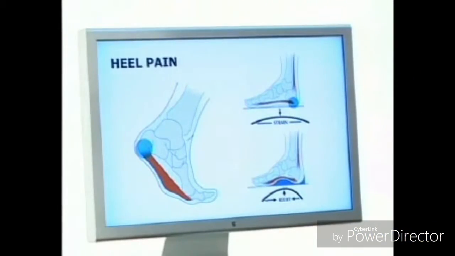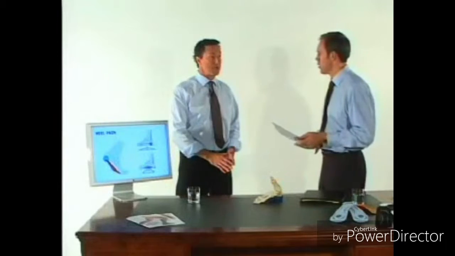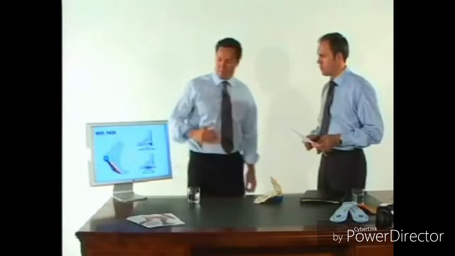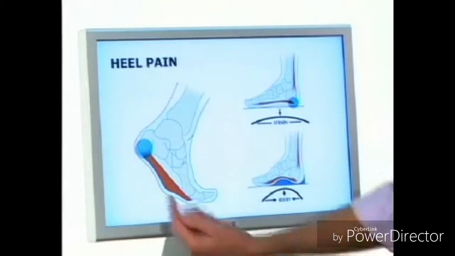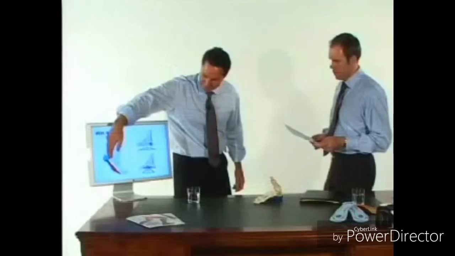Phil, I understand heel pain is the number one foot pathology. Specifically, you're going to tell us a little bit about plantar fasciitis. Yes, that's correct, Bruce. If we look at this picture here, we'll see the common area of pain is underneath the base of the heel.